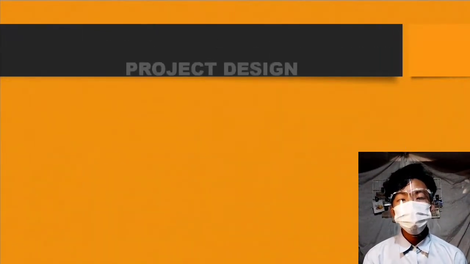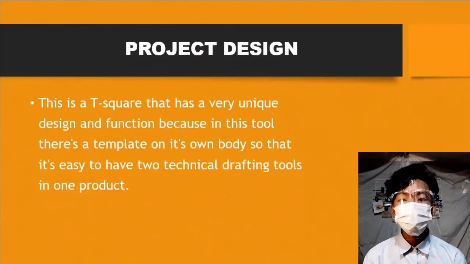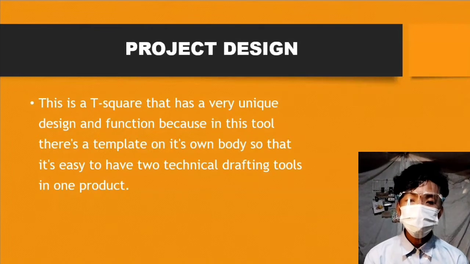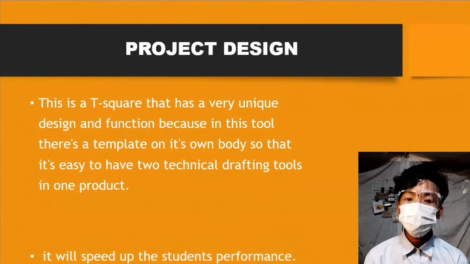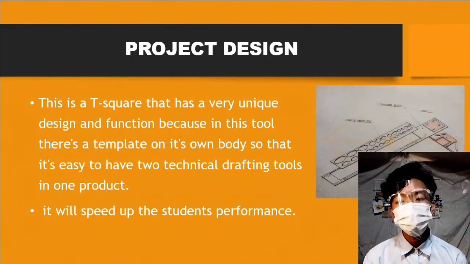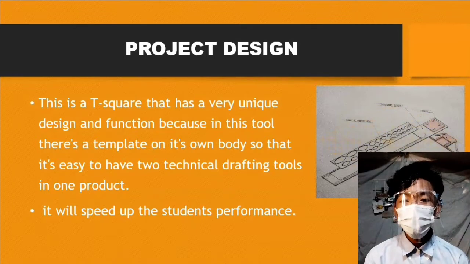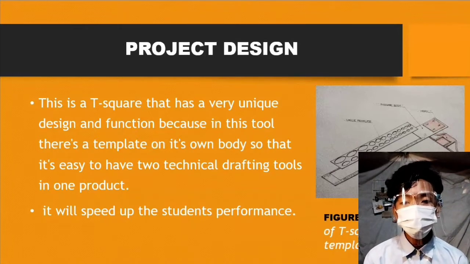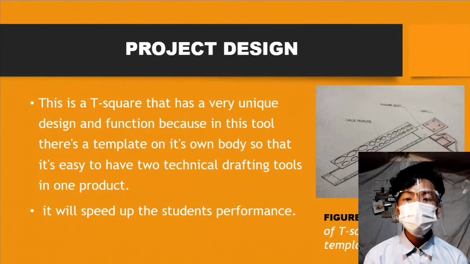First, we have project design. The developing prototype T-square with template is designed to save time and effort of the students. This design is normal as a T-square and templates, but it has a unique characteristic that would help the students to have better outputs. This is a T-square that has a very unique design and function because in this tool, there's a template on its own body so that it's easy to have two technical drafting tools in one product. This product will help the students of technical drafting because it will speed up the students' performance.